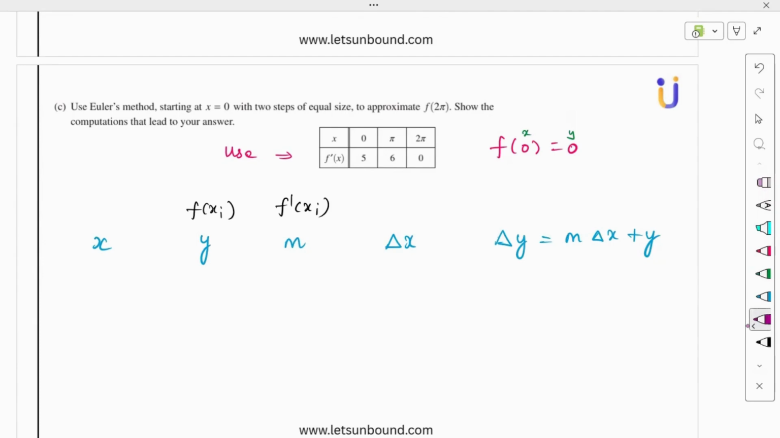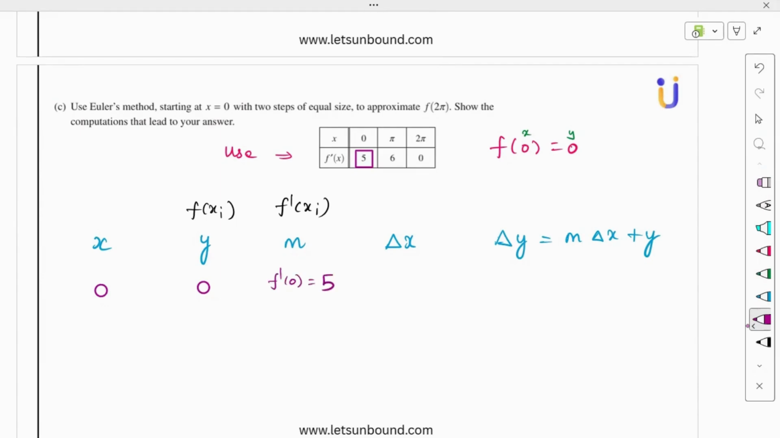So when x is 0, y is also 0. What is m? f dash of 0, which I got from the table. This m is f dash of xi, where xi is the x you are working under. So I'm working under 0, and f dash of 0 is equal to 5.